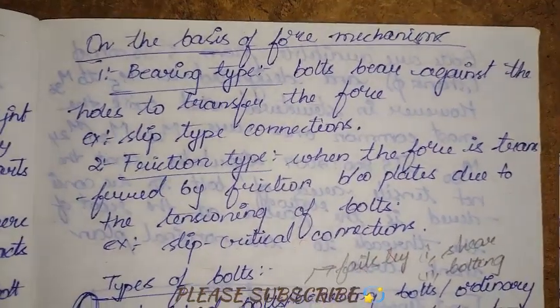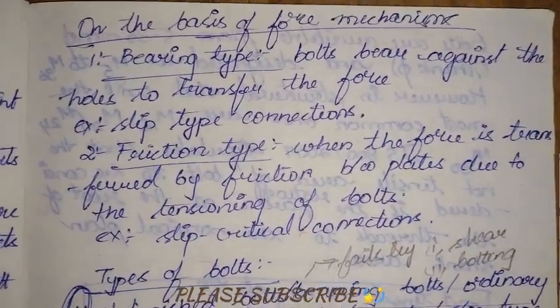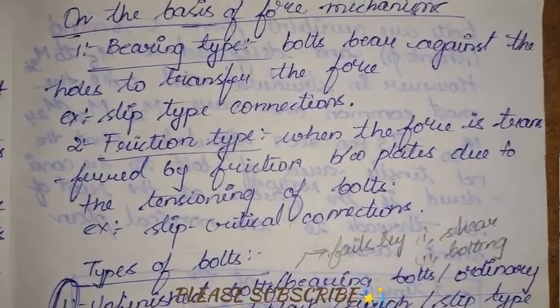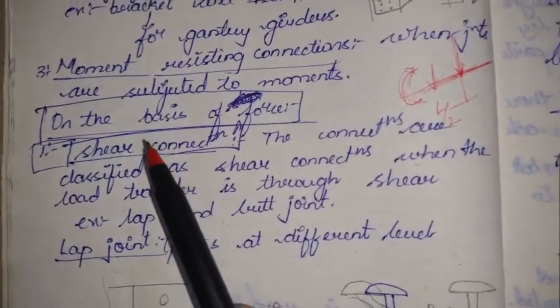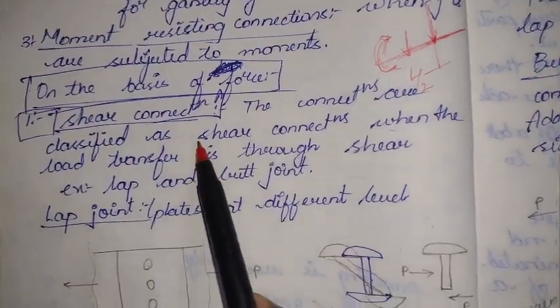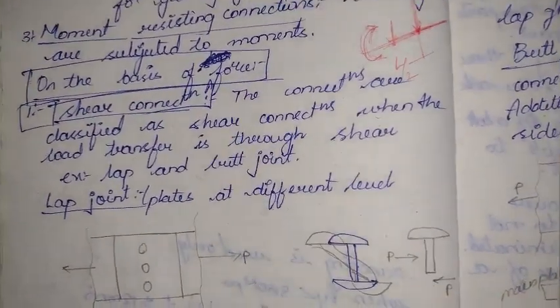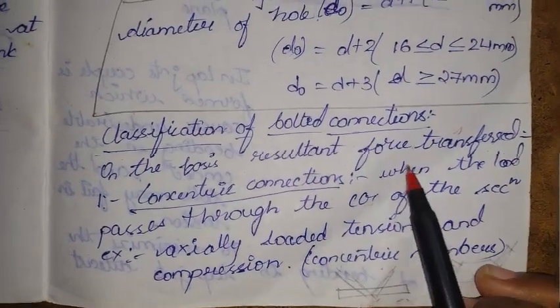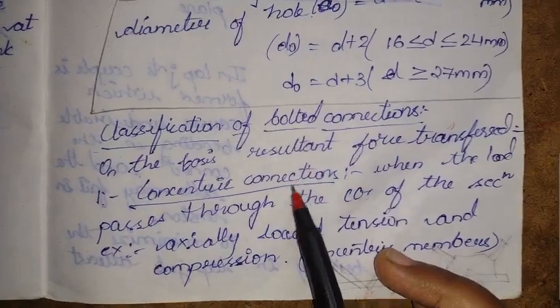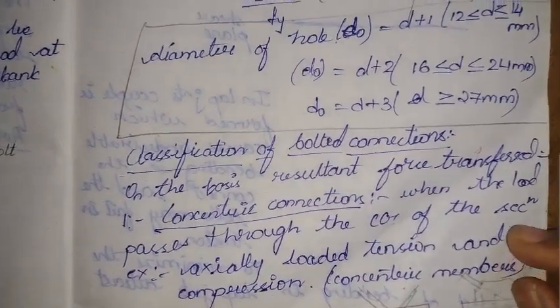So these are the three general types of classification of bolted connections. The first is on the basis of the force mechanism, and the second is on the basis of the force, that is shear connection, tension connection, and the combination of both. The third is on the basis of the resultant force transferred, that is concentric, eccentric, and also the moment resisting frames.